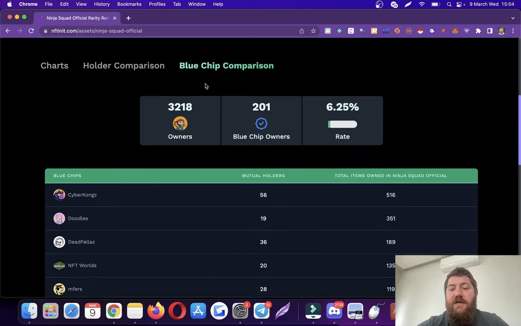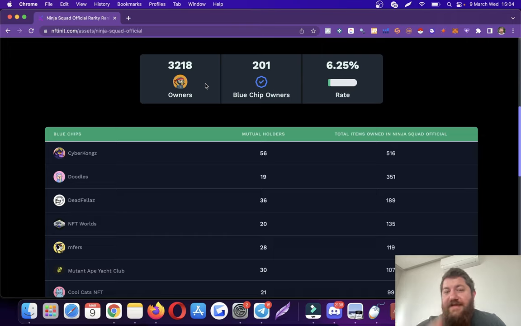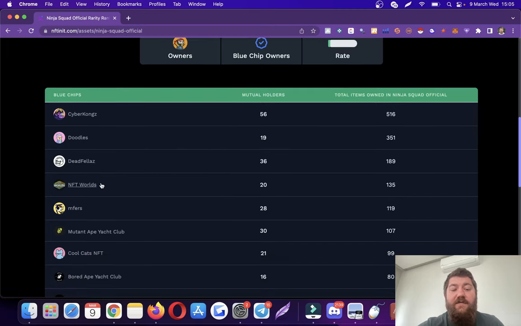In blue chip comparison, we compare this collection to the big collections with a lot of volume and see how many mutual holders each collection has. In this case, CyberKongz has the most mutual owners with Ninja Squad NFT. They have 56 mutual holders, and these 56 mutual owners have 516 items in Ninja Squad. There are some Doodles, some Dead Fellaz, some NFT Worlds, some Muffers, and some Bored Ape and Mutant Ape Yacht Club members as well.